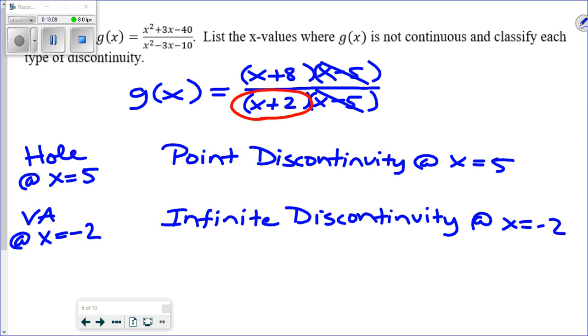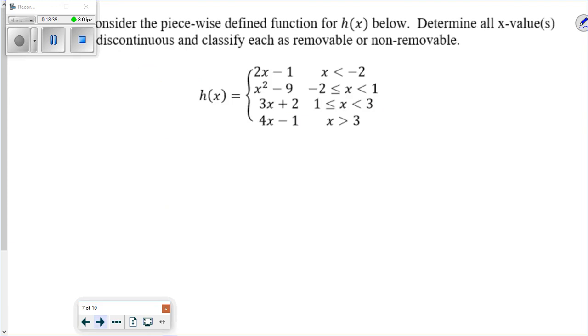And you guys remember with your rational functions, the discontinuities are going to occur whenever the denominator is equal to 0, because that's when the function is undefined. And so that's why we have discontinuities at 5 and -2, because those would be the zeros of the denominator. Okay? But then you can identify them more specifically as a hole and a VA, or a point discontinuity and infinite discontinuity.